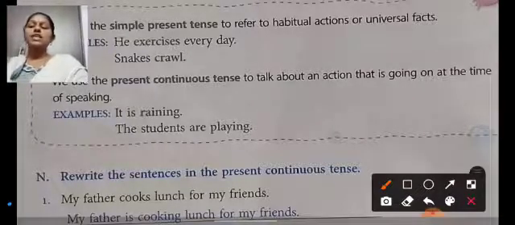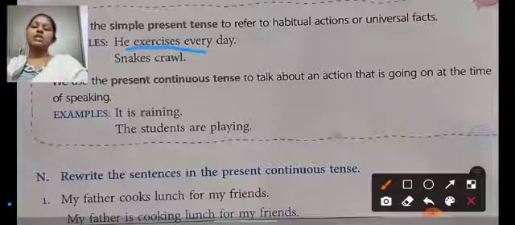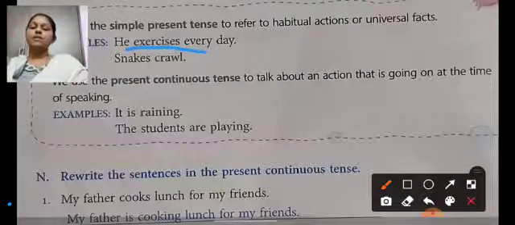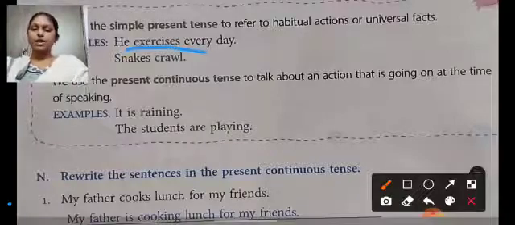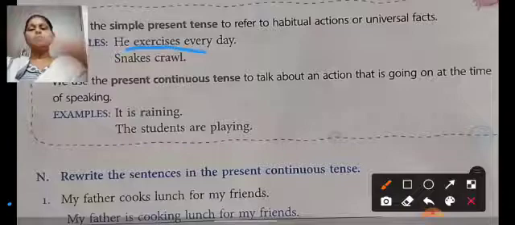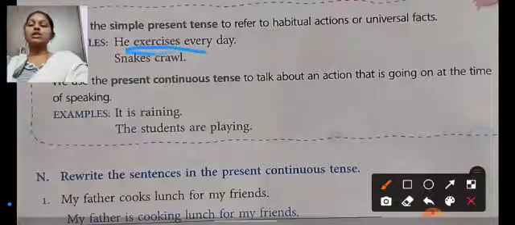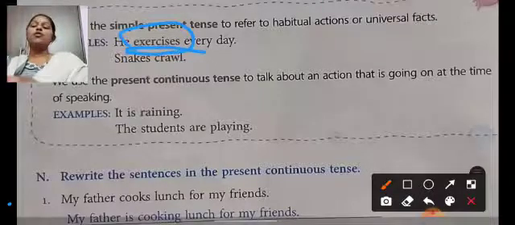Okay, he exercises every day. Snakes crawl, that is a universal fact. The earth revolves around the sun, these are universal facts. He drinks milk every day. He goes to school regularly. All these are habitual actions. Okay, so in this tense we use the present form of the verb with s or es.